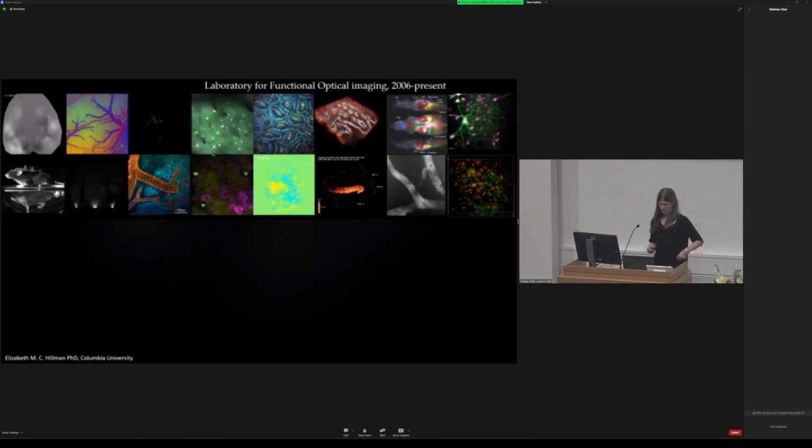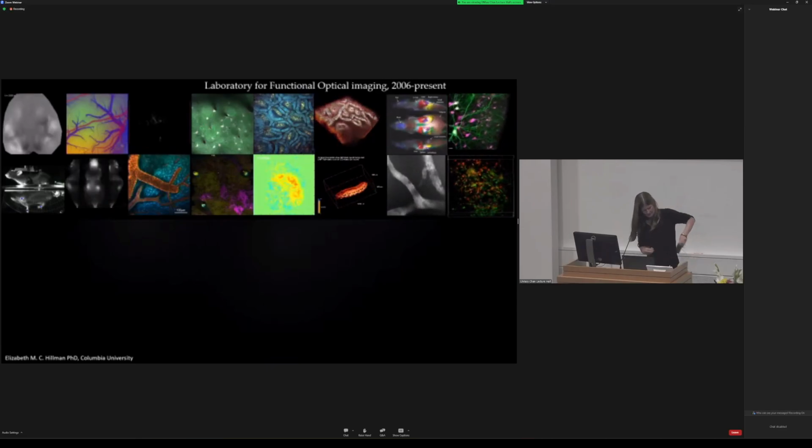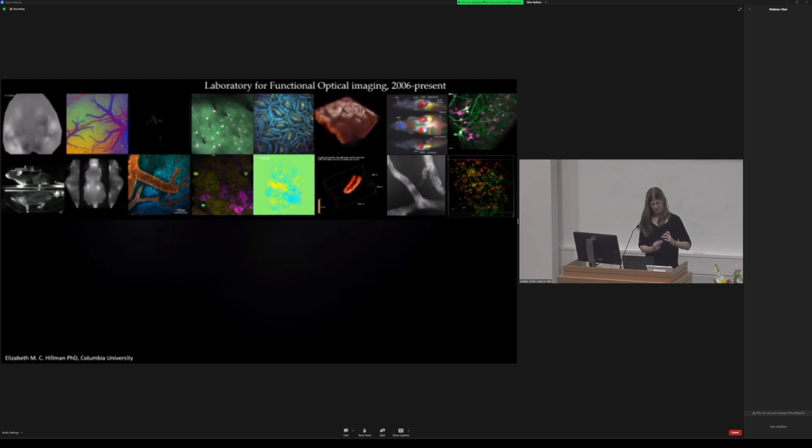Laboratory for functional optical imaging. Hang on, I didn't turn on my microphone, apologies. Okay.